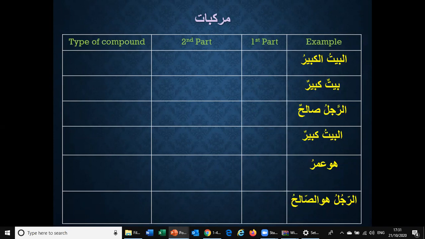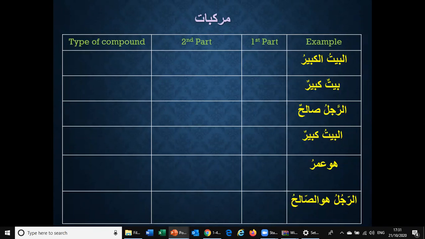Very good. Second one, baytun kabirun, both nakira, because baytun is nakira without al. Kabirun is nakira without al. So both nakira, both muzakkar, both singular, both with dhammatan. What is this construction? Again, murakkab tawsifi. Very good. Adjectival phrase.